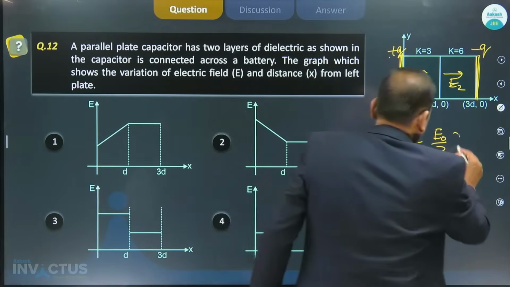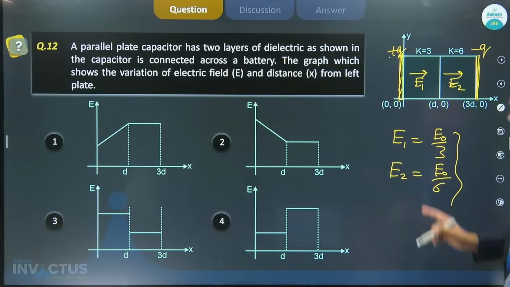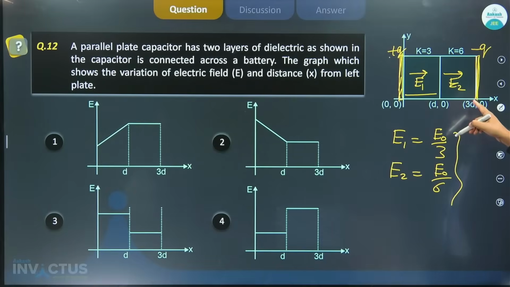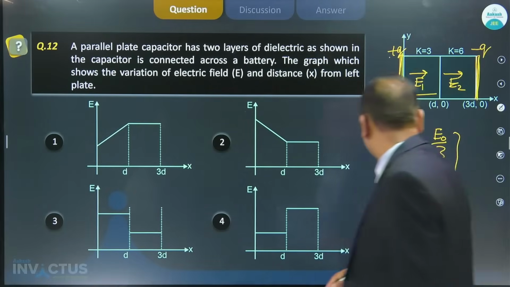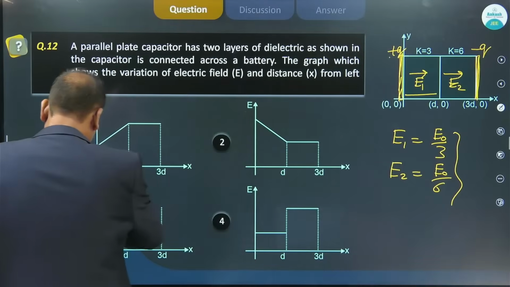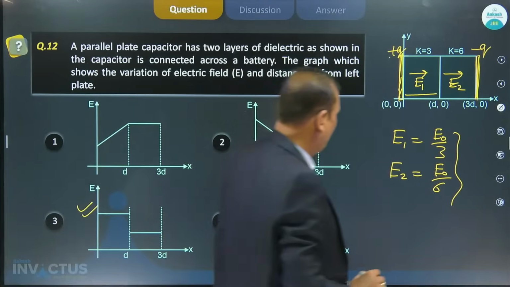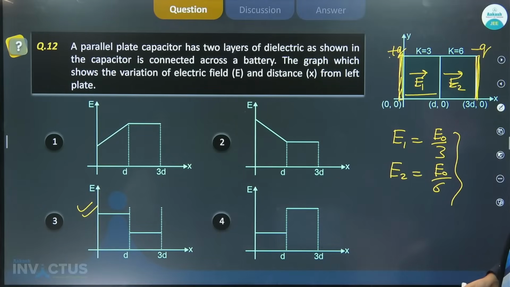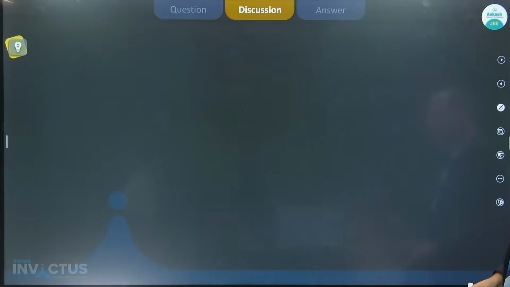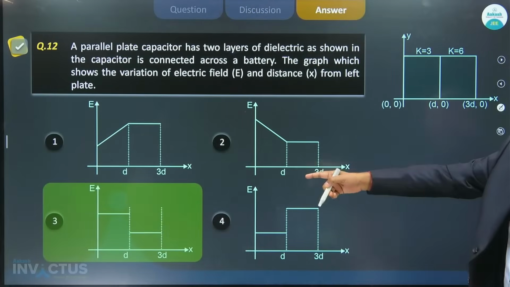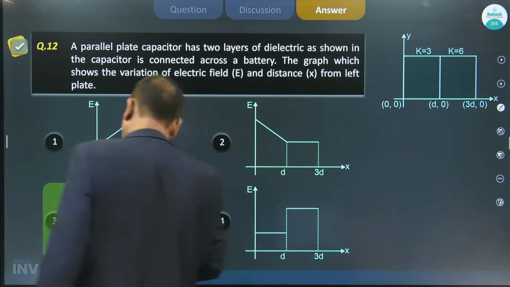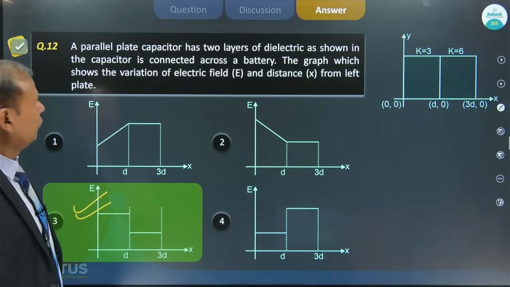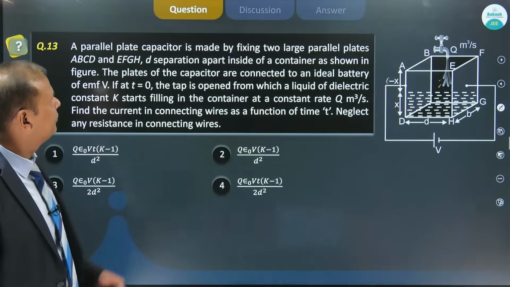So you can see the field is constant in one region and constant in the other region. So the answer should go like this, because E1 is 2 times E2. Let's see the answer. Answer is the same which I was thinking. So move to the next question now.